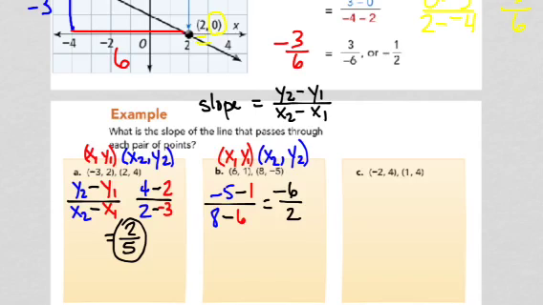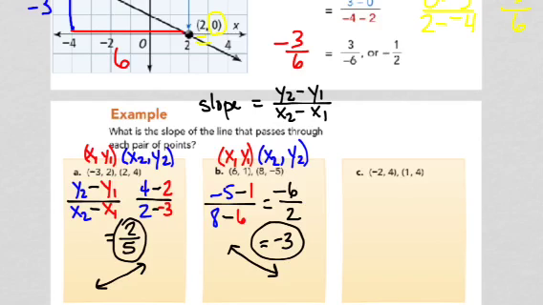Now, on the last problem, I was done at this point. 2 over 5 was my answer, but this time I'm going to simplify. I always want to simplify if possible. So my final answer is negative 3. So my slope is negative 3, which tells me I know that my line is going to go down from left to right, and over here with the 2/5, my line would go up from left to right because it's a positive slope that we learned about yesterday.